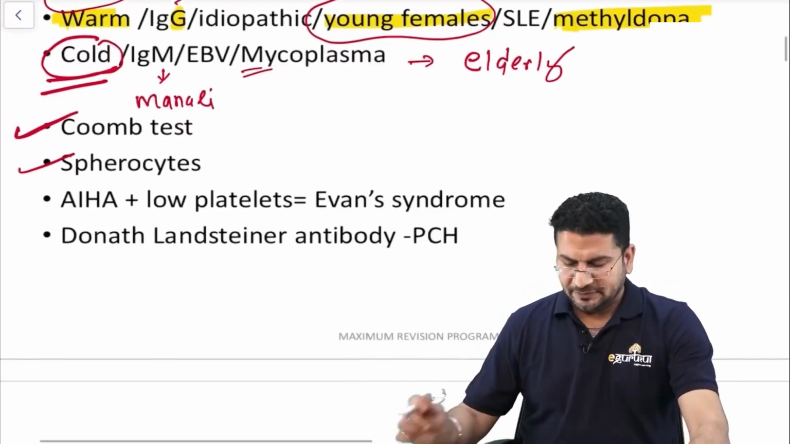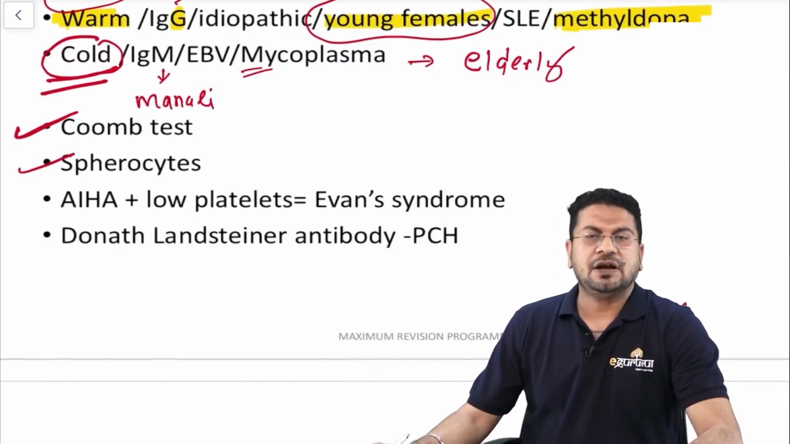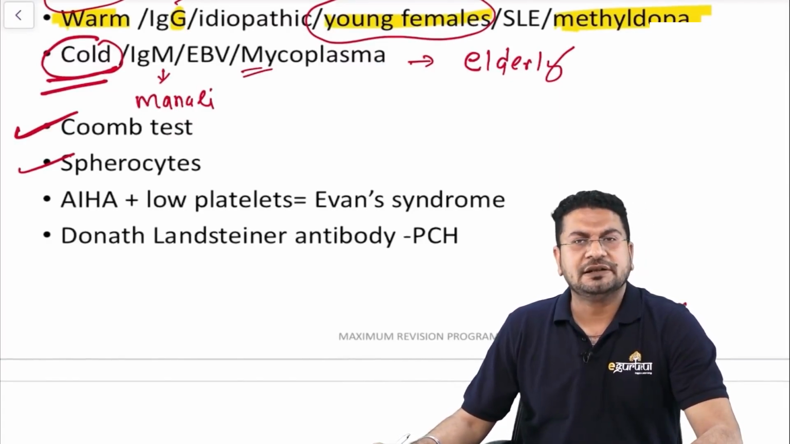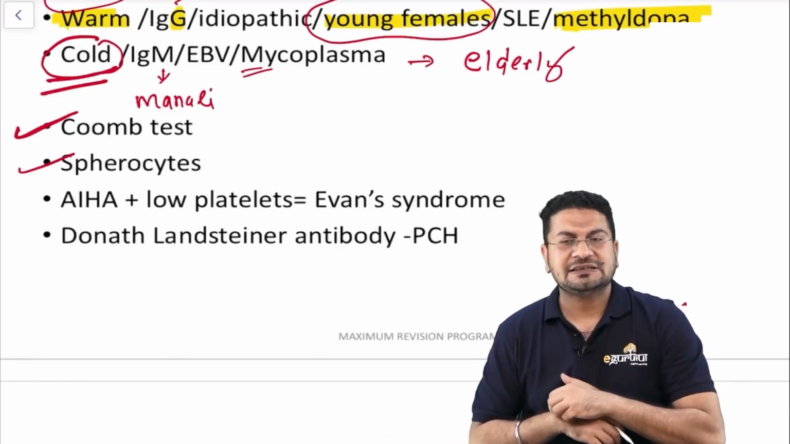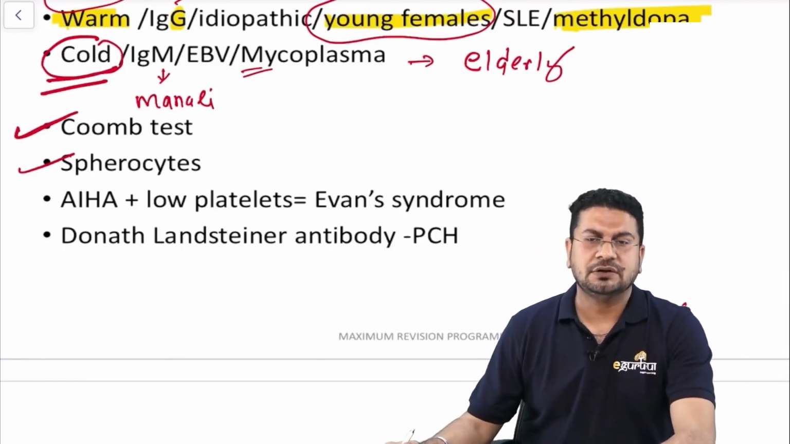There can be autoimmune hemolytic anemia with a low platelet count. We call this Evans syndrome. There can be Donath-Landsteiner antibody in paroxysmal cold hemoglobinuria.